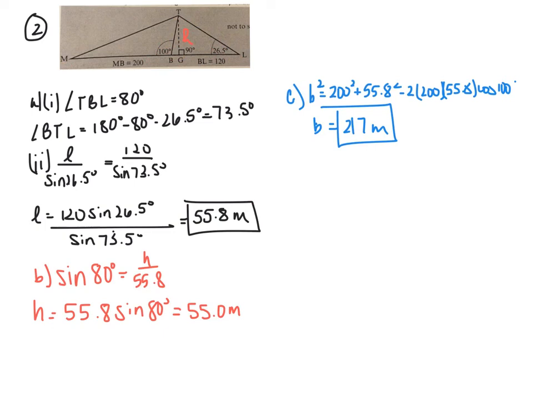Part C wants us to find this distance MT here. So we have a law of cosines problem. We have a side angle side triangle. So I called this side B. So B squared is equal to 200 squared plus 55.8 squared minus 2 times 200 times 55.8 times the cosine of 100 degrees. And you end up with B to be 217 meters.